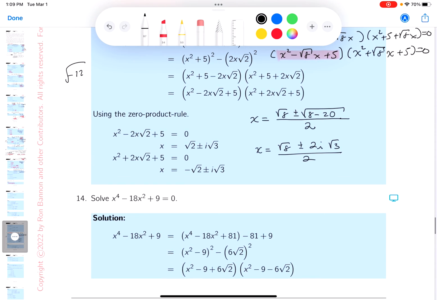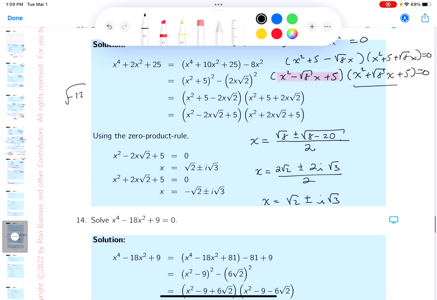Time for me to do some reductions over here. I want to claim, though, that probably I shouldn't be writing root 8 down now because I need to reduce. It's going to be 2 root 2. So what do you get? x equals root 2 plus or minus i root 3. All right? So that's one answer. Let's do the other one.